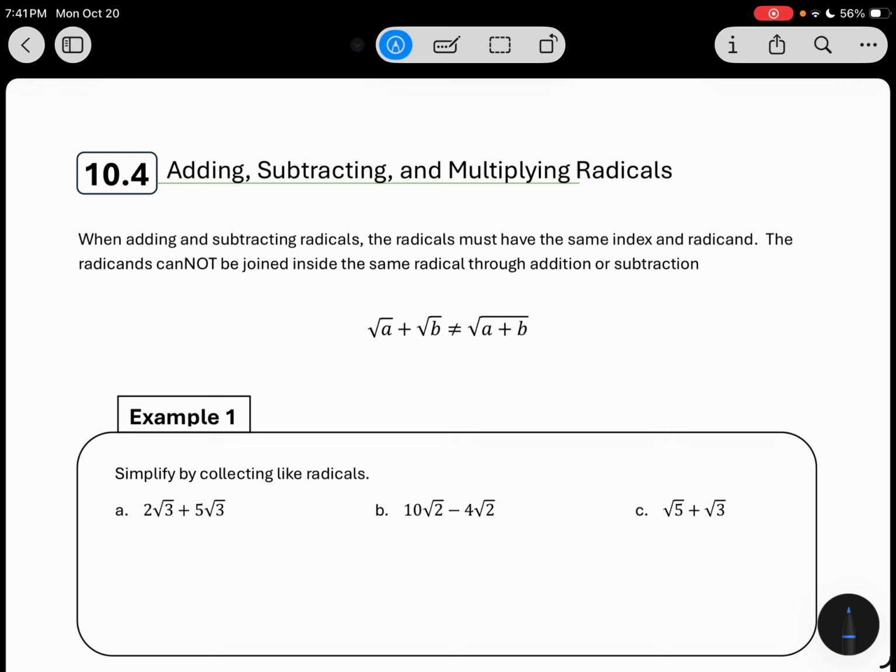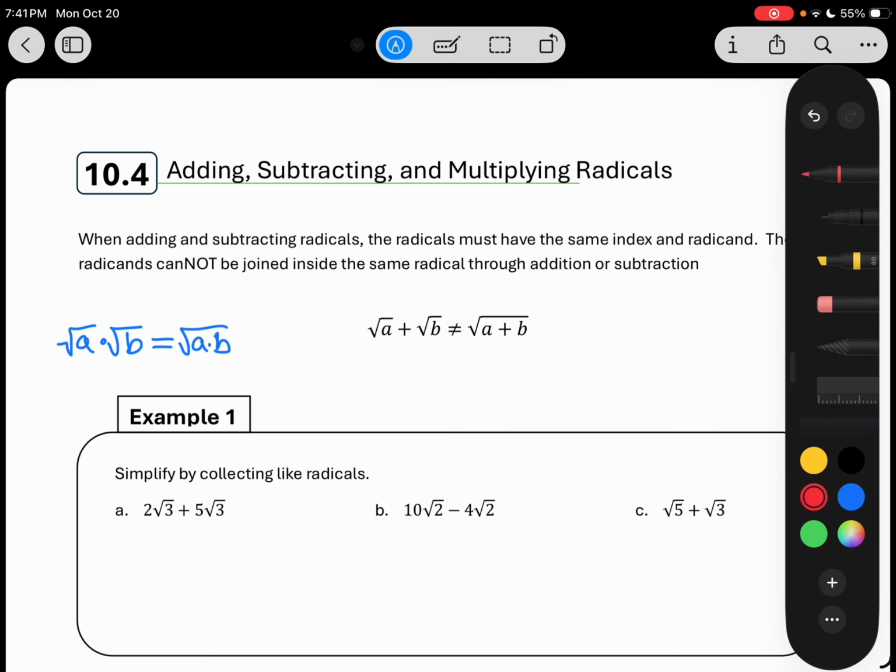So in the previous section, 10.3, this is big, this is important. We learned that if you have the square root of a times the square root of b, you can rewrite that as the square root of a times b. However, that does not work with addition. The square root of a plus the square root of b is not equal to the square root of a plus b. So you cannot bring them inside the same square root if there is addition occurring between them. So that's big. Let's go ahead and take a look at example 1 then.